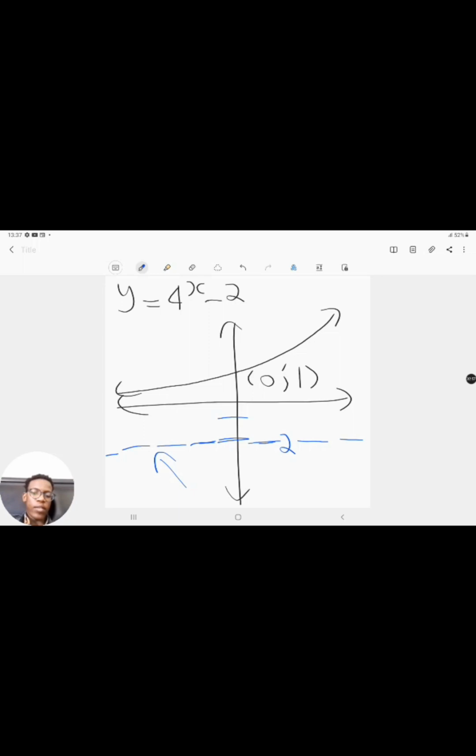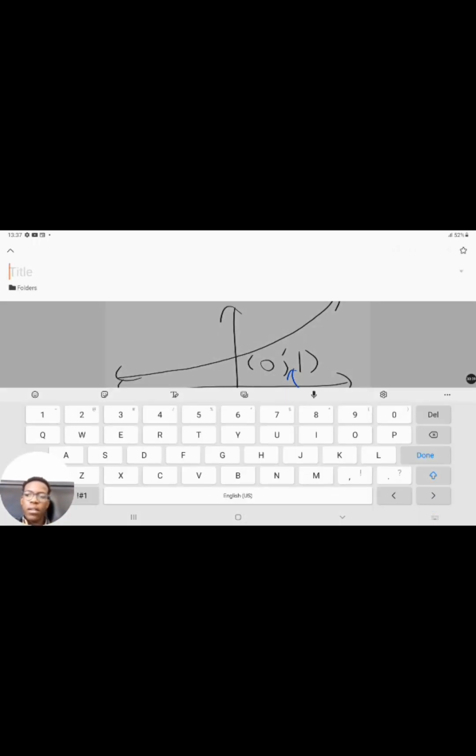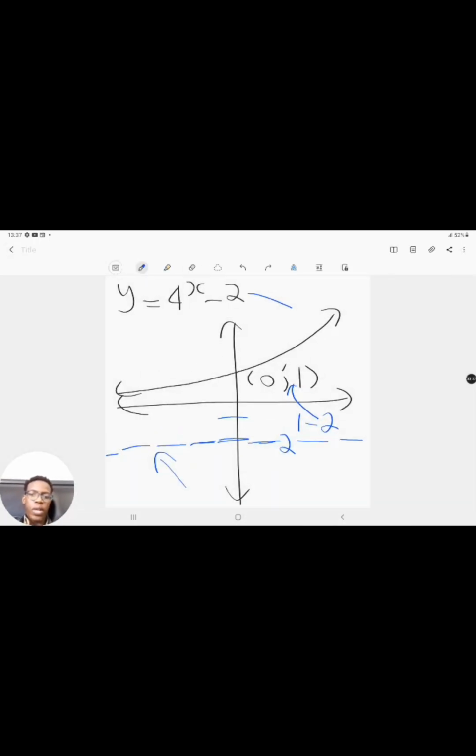Now I have to take this y value here and shift it down by 2 units as well. That's going to be 1, because that's the y value there, minus 2 units, which is that value there. What is 1 minus 2? 1 minus 2 is equal to minus 1, which is that point there. And then my new graph will look like that.